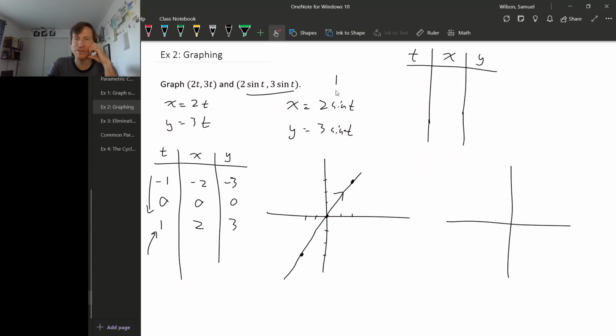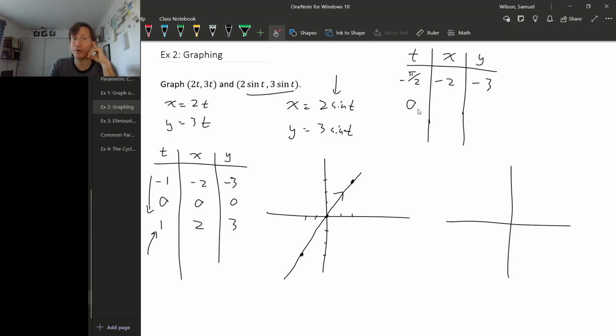Since the domain of these parametric equations is all real t values, I can choose whatever t values I want, so I'm going to choose nice t values. Since my t values are going to go into sine, let me try, how about -π/2? Then sine of -π/2 is -1 times 2 is -2. And then for y, we get -3.